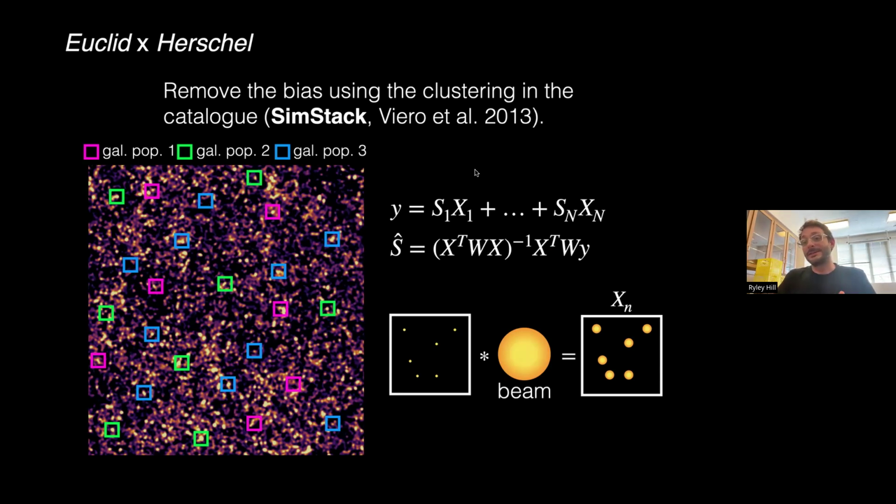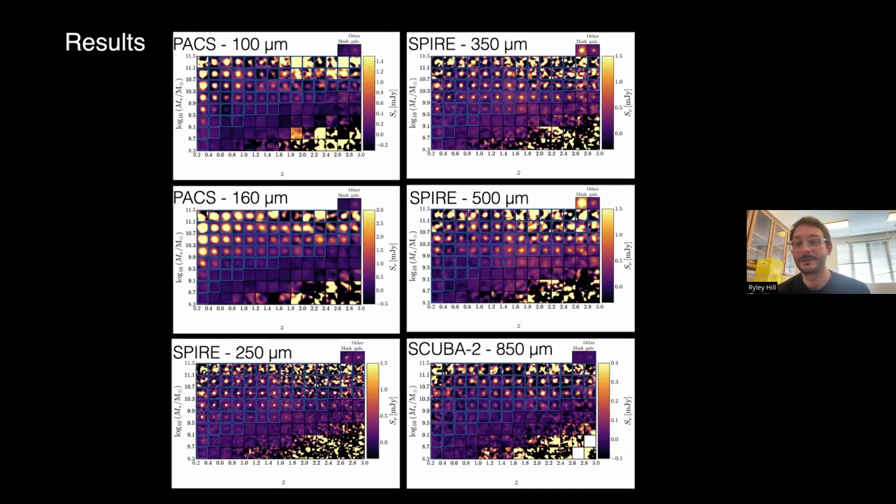You just say that your data is some amplitude times the distribution of galaxies convolved with the beam, and you do some linear algebra, and you can read Marco's paper if you want to learn about the details. But the main point is, you can show mathematically that this takes care of the bias from clustering, and the algorithm is really well behaved, so it works for as many galaxies as you want. So when we ran this stacking algorithm on the far infrared data using the Euclid catalog, here's what we got.